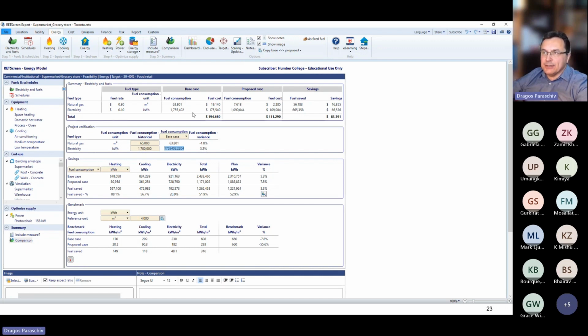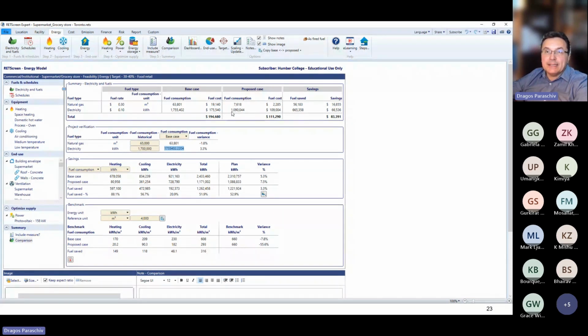As for natural gas consumption seen here, 63,801 cubic meters of natural gas, which is what the model calculates, is reduced by a variety of measures to 7,600 cubic meters, and electricity consumption is reduced from 1.7 to 1 million kilowatt hours.